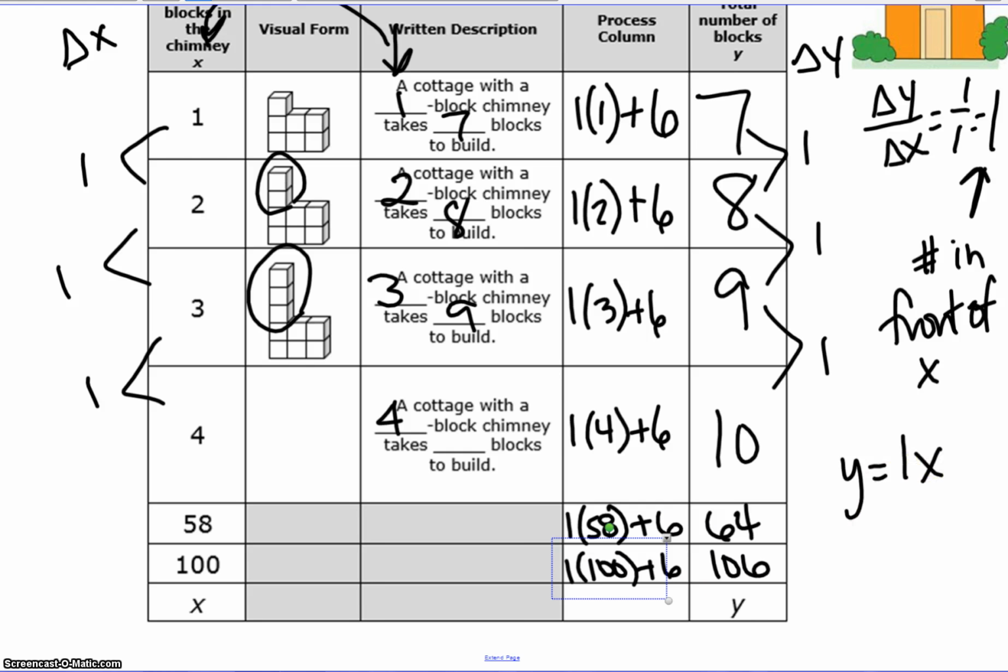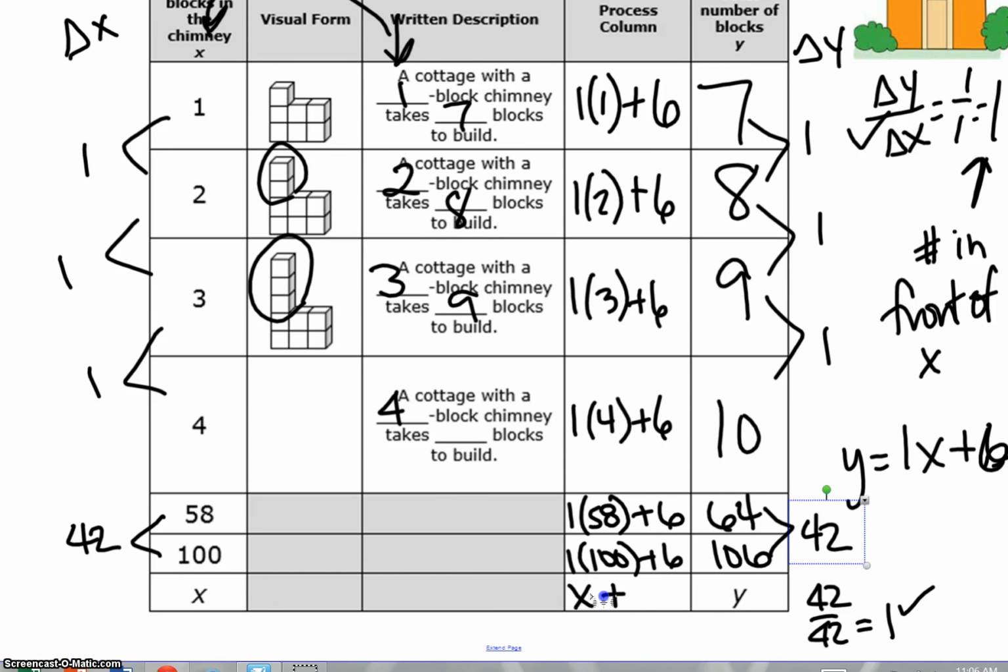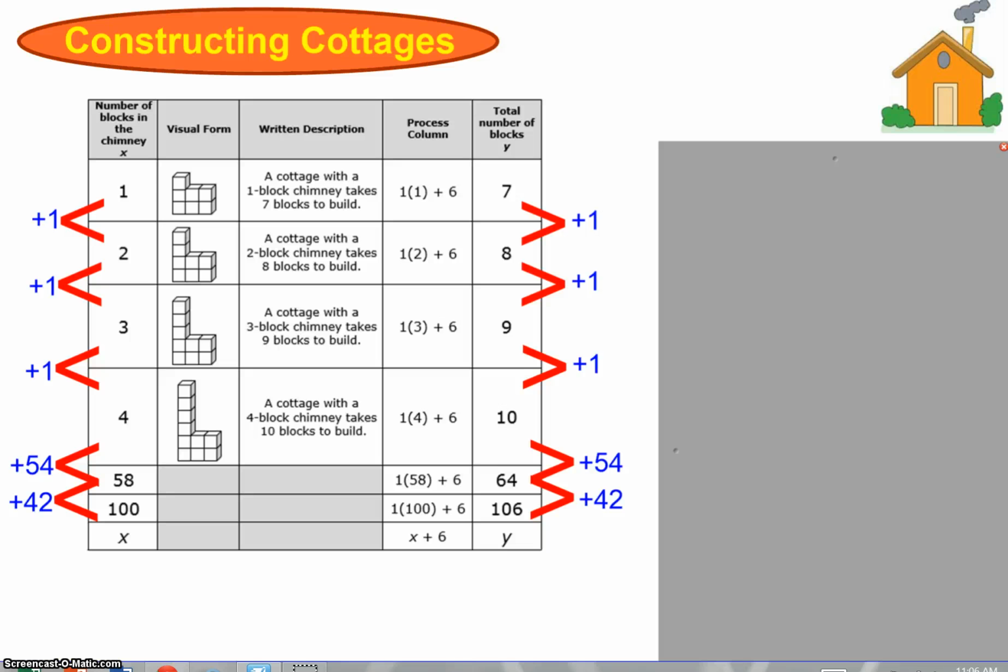And we can prove that. We can prove our rate of change stays the same because 36 plus 6 is 42. And 58 to 100 is 42. So 42 divided by 42 equals 1. So that is the same number as our rate of change up here. So our equation would be x plus 6. So let's look at it. This looks like just what we did.